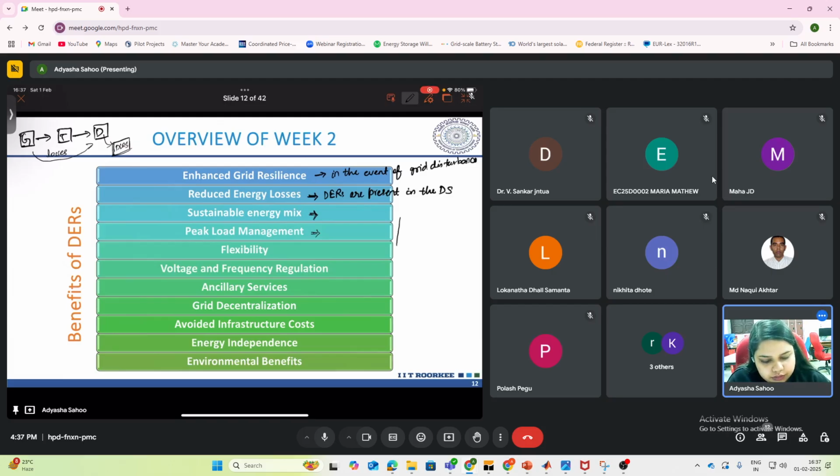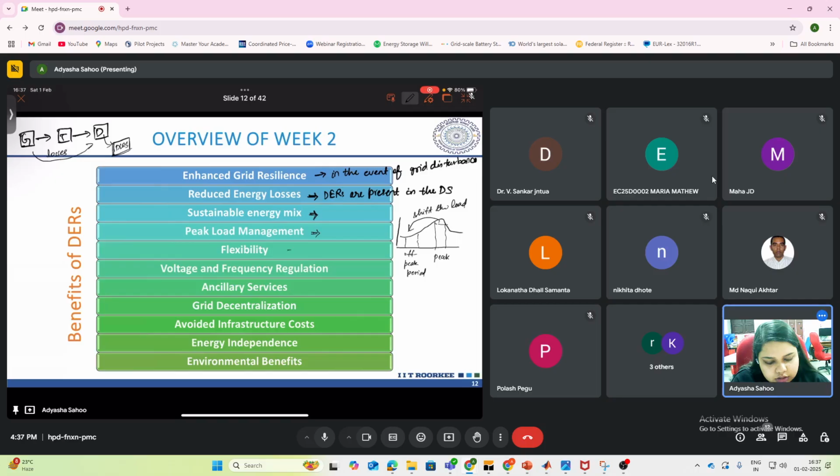Like, let's say during this hour is your peak period, and let's say this is your off peak period. With the help of various incentives, you can shift this load to the off peak period and hence help in the peak load management.